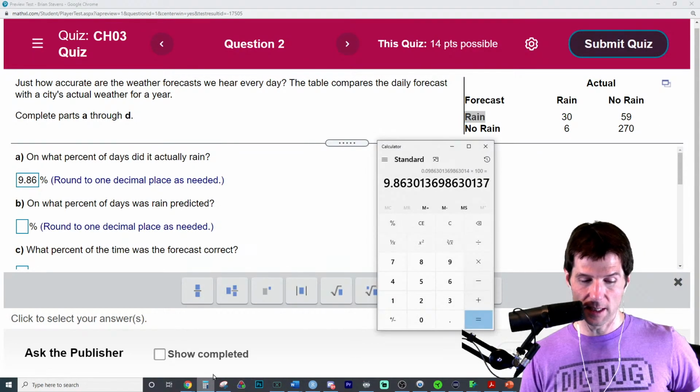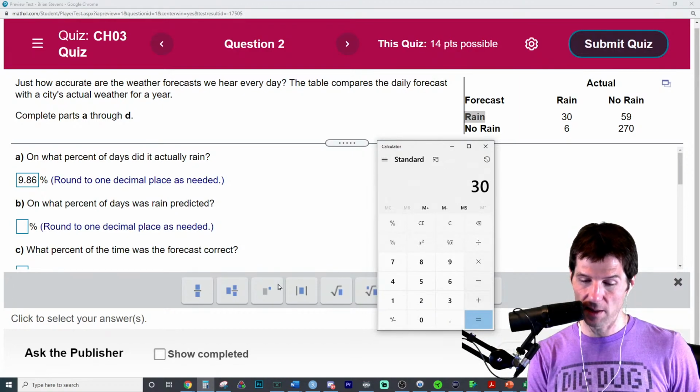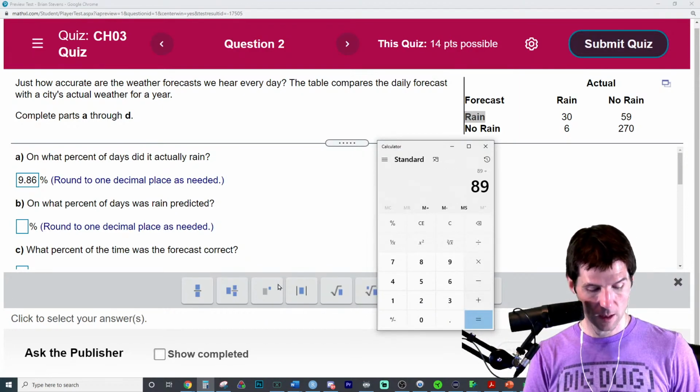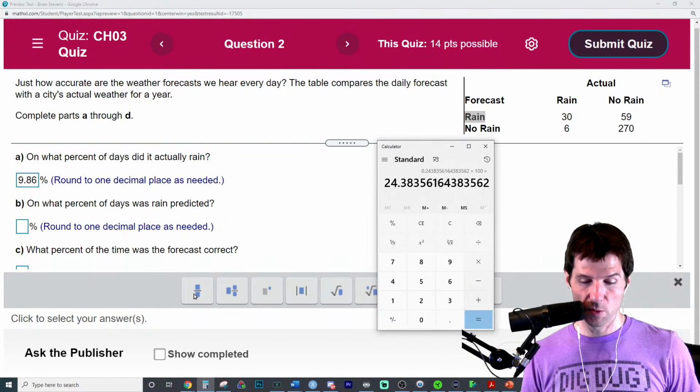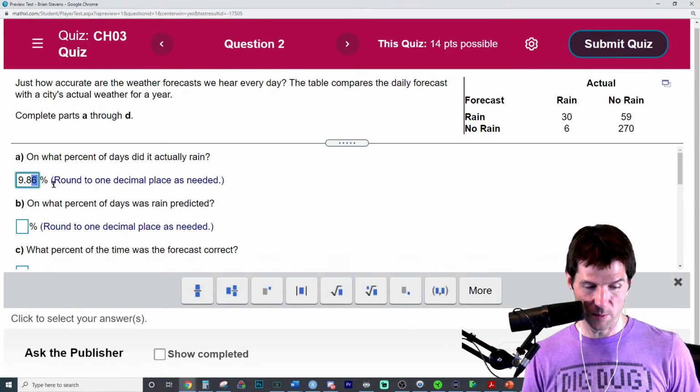That's 30 plus 59. So those are the days where rain was predicted. I've got them highlighted back there. We divide that by 365, and then we times that by 100. 24.38. I might come back to that, Tiffany, because it wants one decimal.